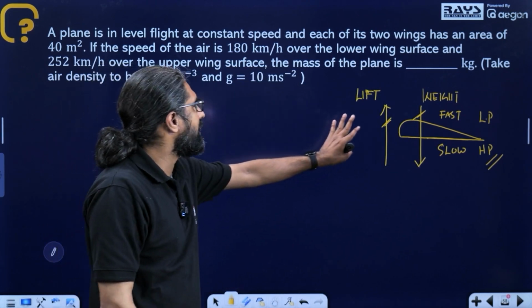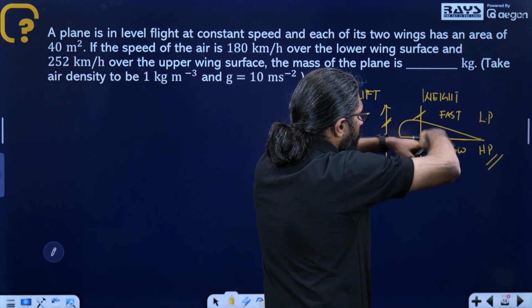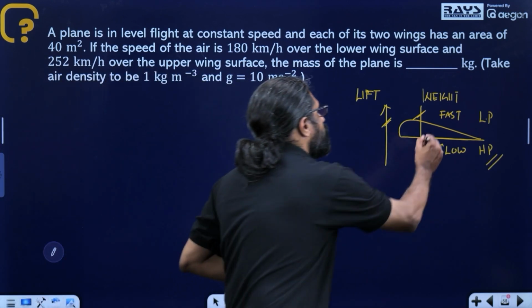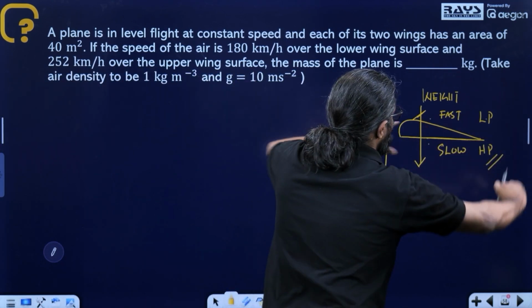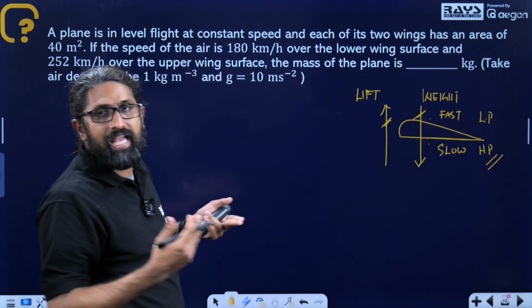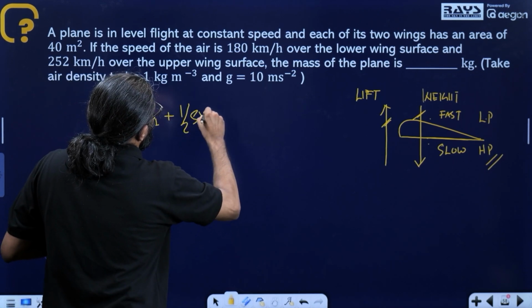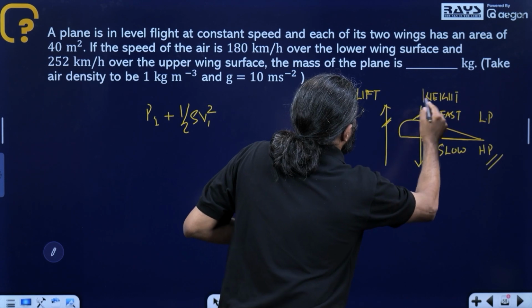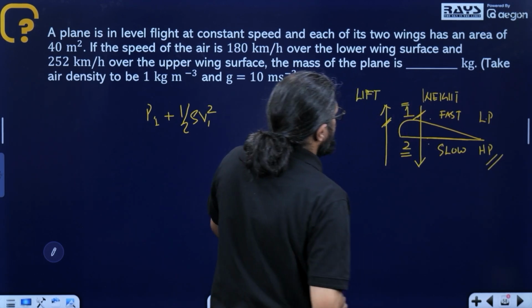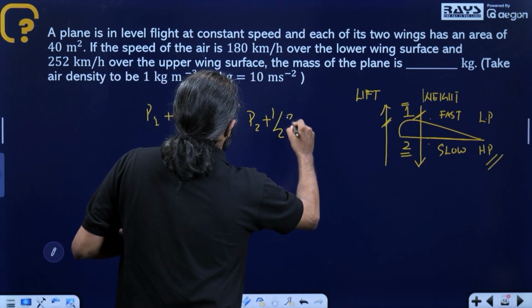Now, how do we calculate the lift here? If the height above and below the wing is approximately the same, I write down the Bernoulli equation for these 2 points in the wind flow. I am assuming that this difference is very marginal and the height for both cases is exactly the same, which means P1 plus half rho V1 square, I call this 1 and this 2, upper surface is 1 and lower surface is 2, will be equal to P2 plus half rho V2 square.